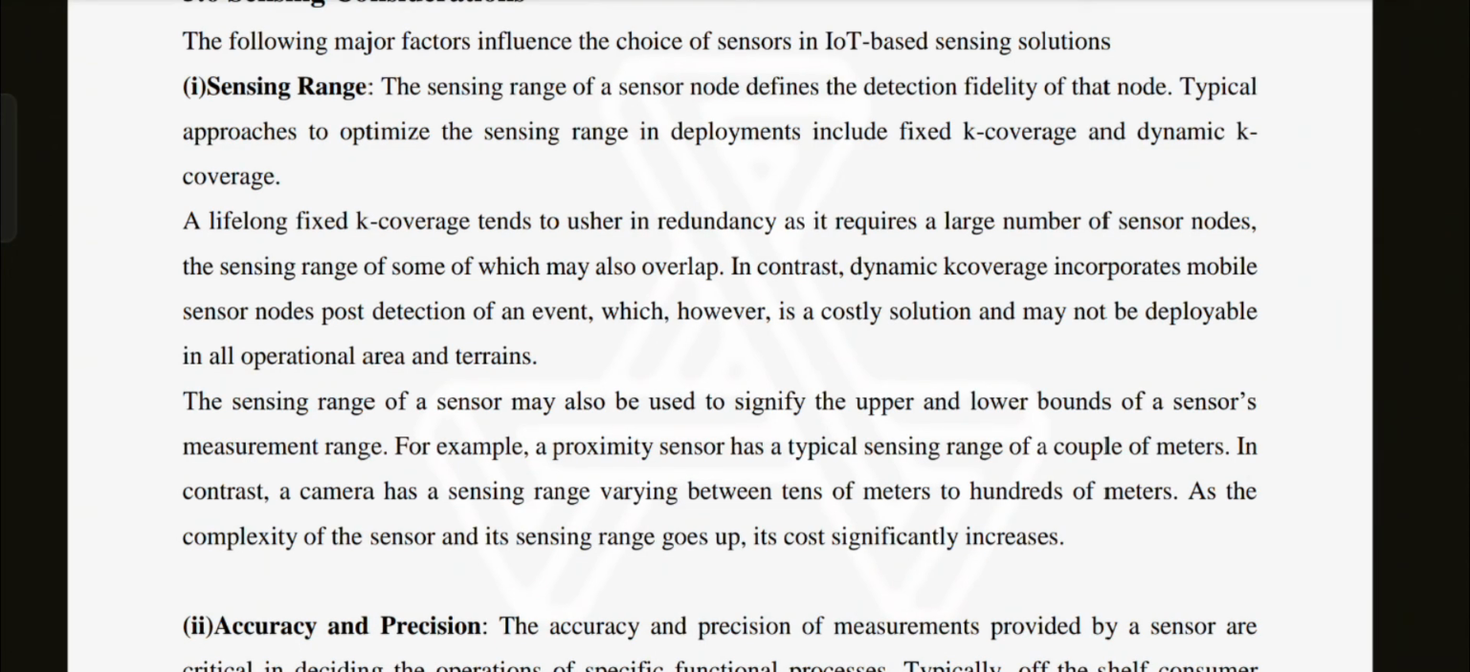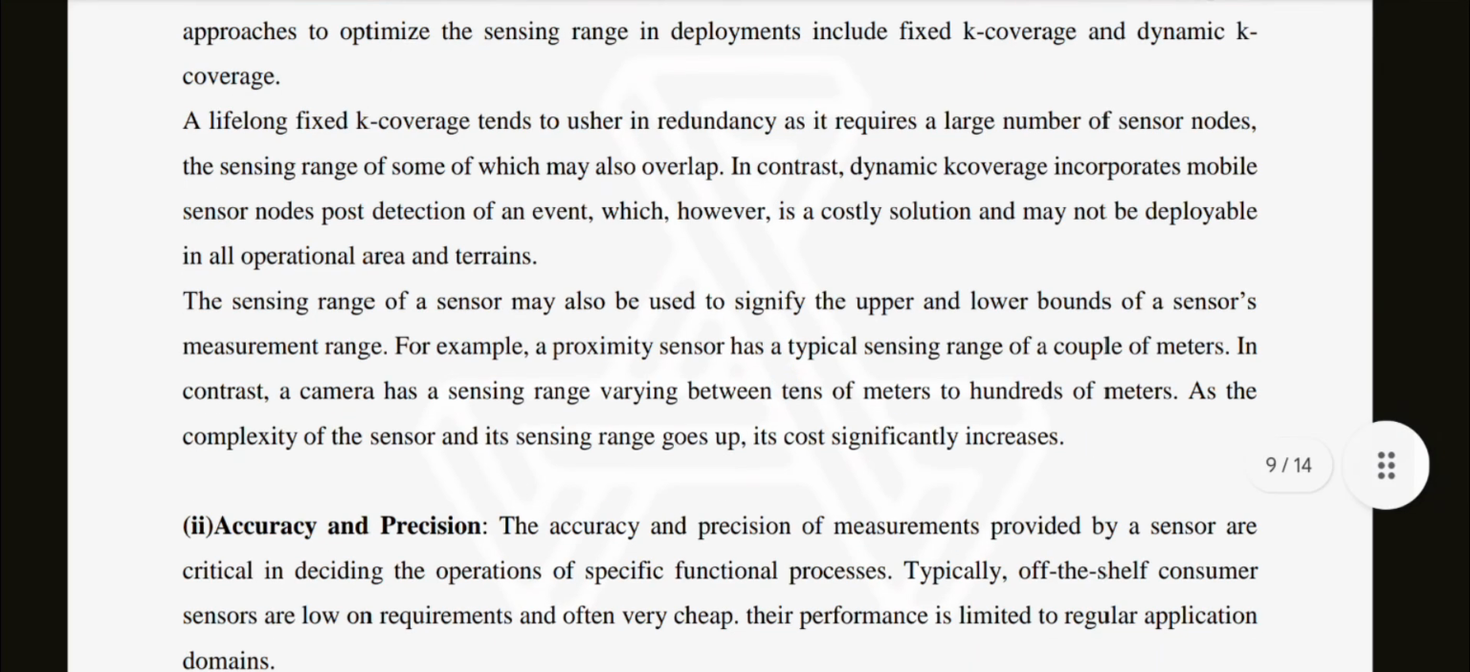Sensing range. The sensing range of a sensor node defines the detection fidelity of that node. Typical approaches to optimize the sensing range in deployments include fixed K coverage and dynamic K coverage. The lifelong fixed K coverage tends to assure redundancy, as it requires a large number of sensor nodes, the sensing ranges of some of which may also overlap.